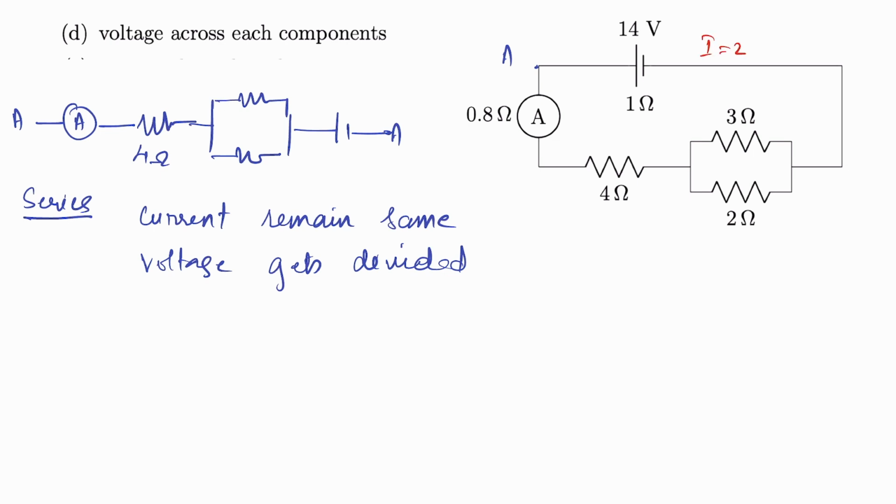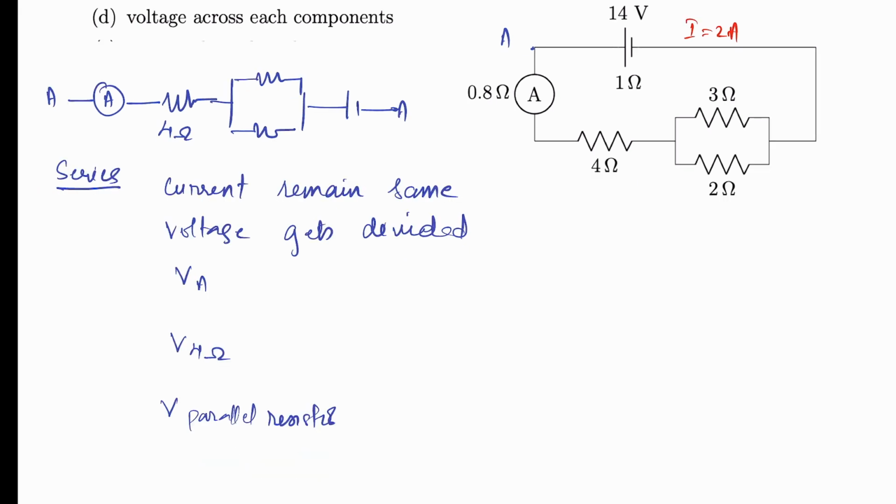So we have already calculated the current: I is equal to 2 ampere. And voltage gets divided. So in this case, we have voltage in the ammeter, voltage in the 4 ohm resistor, voltage for the parallel resistors. The voltage across parallel resistors is the same, and finally the voltage at the battery. The formula we are going to use is V is equal to IR, where V is the voltage of the component, I is the current through the circuit, and R is the resistance of the component.